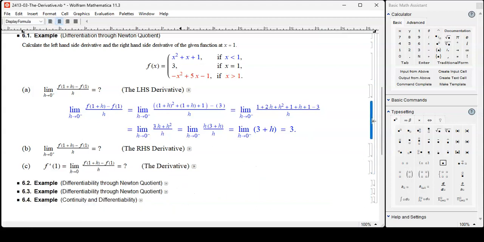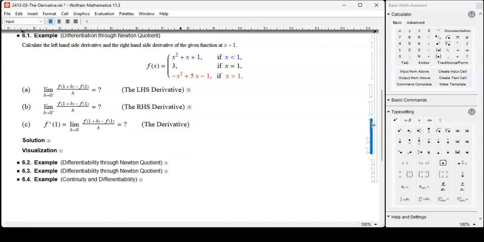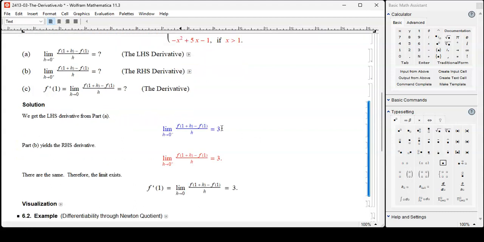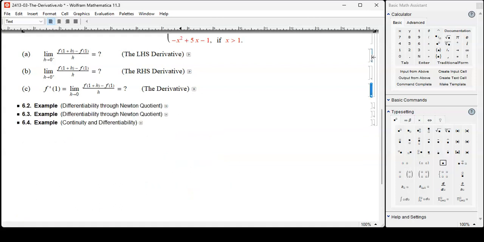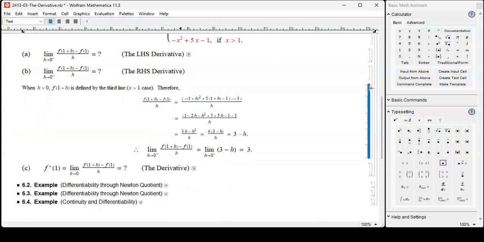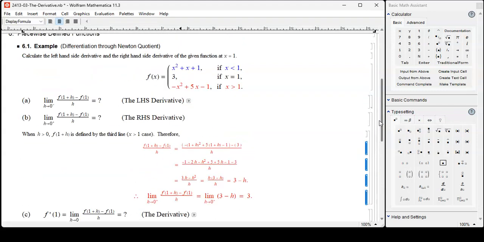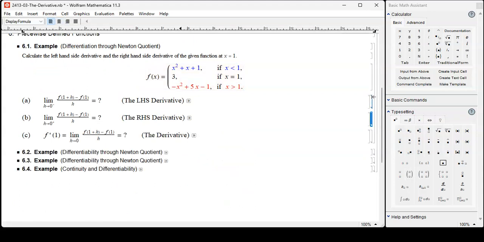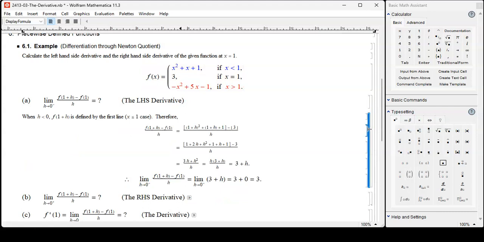Let's summarize all this. Left-hand side derivative is 3. The right-hand side derivative is also 3. So the derivative exists, and the derivative value is 3. As for the previous computations, the right-hand side derivative computation, here is the same thing we saw before. That's for the third line, using the third line. And then, here's the same computation we just did. And that's for the first line, using the first line.